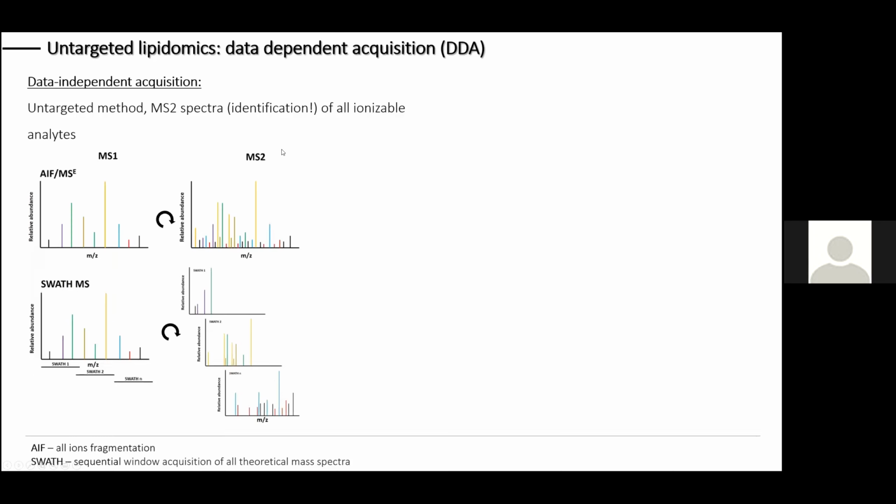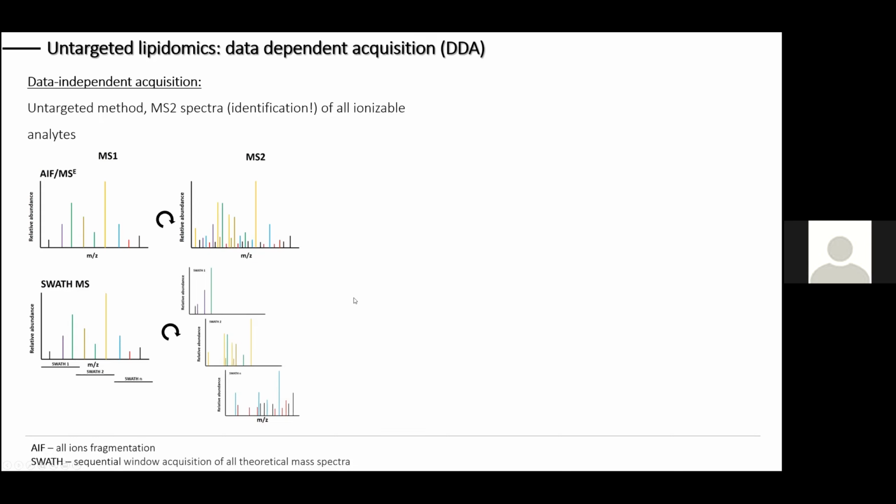So what has now become more and more popular, a second solution for untargeted lipidomics, is so-called data, sorry, there is a mistake here. It's data-independent acquisition. This is a method which allows us to obtain spectra truly for all ionizable analytes. And there are two versions of those methods available now. One is called all ion fragmentation, or MS to the E, and the second type is called SWATH, sequential window acquisition of all theoretical mass spectra.